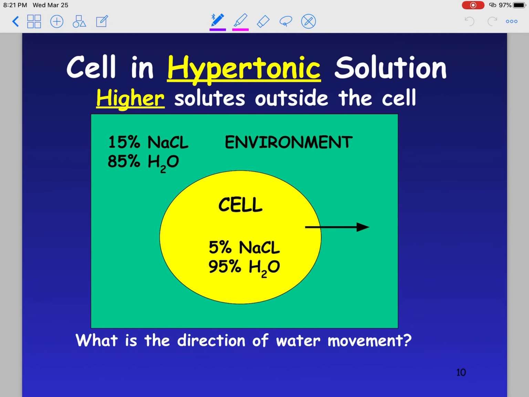All right, and then the last type is a hypertonic solution. Hypertonic. So this is where the solutes are higher outside the cell than inside the cell. But again, to find out which way the water moves, you've got to ask yourself, where is the water high? Where is the water low? So when we're looking at the water concentration, it's high on the inside because we've got the 90% water.